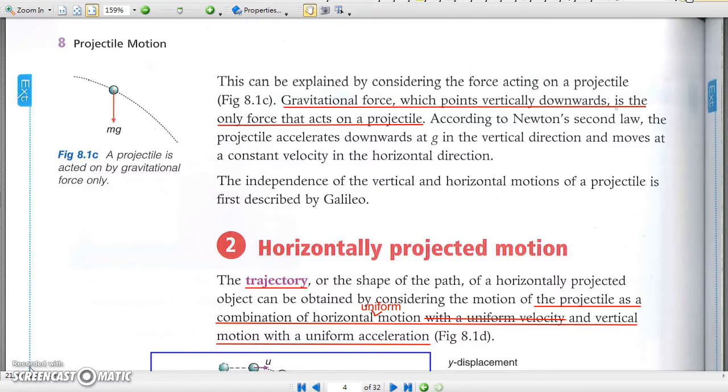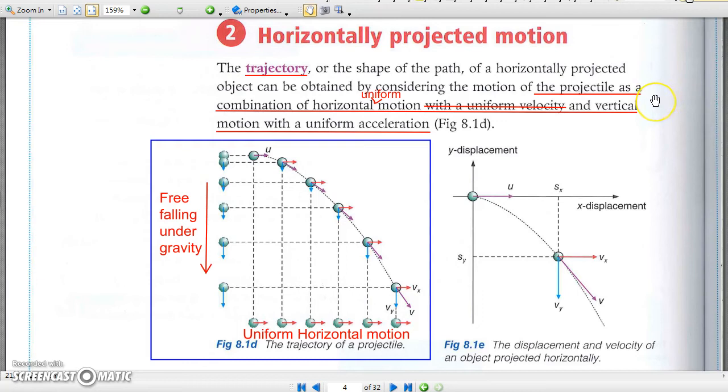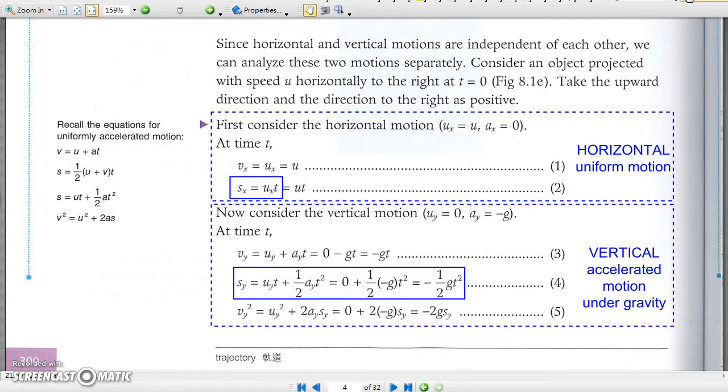2. Horizontally projected motion. So, we can say a projectile is a combination of horizontal uniform motion and a vertical accelerated motion under gravity. So, we may calculate the displacement, velocity, and even acceleration for the horizontal and vertical components independently. For example, we may calculate the horizontal displacement using the equation for horizontal uniform motion. And for vertical displacement, we use the equation for vertical accelerated motion under gravity.